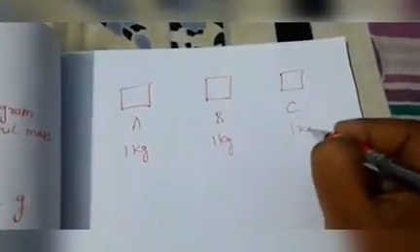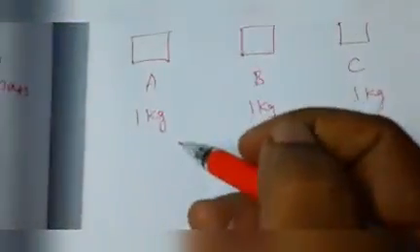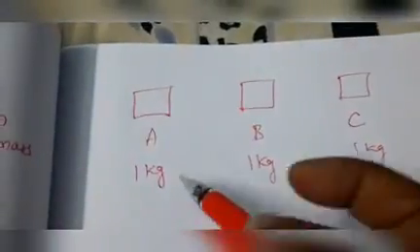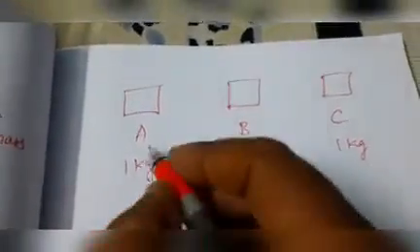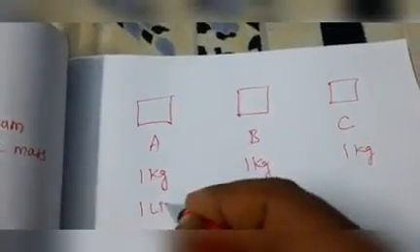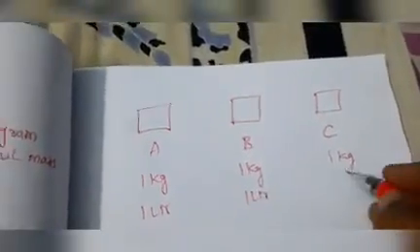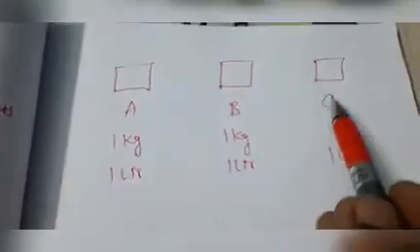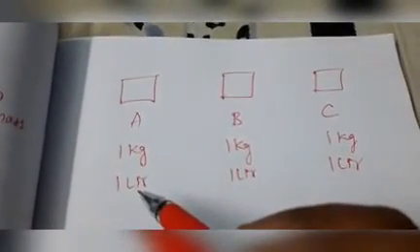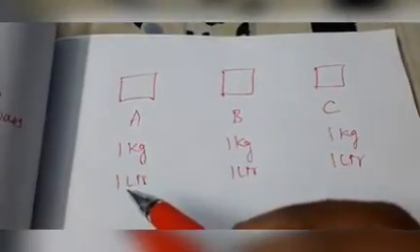Here we are taking 1 liter. So equal volume of all gases is 1 liter. Usually volume is represented by liter only. So equal volume of all 3 different gases, 1 liter, 1 liter, 1 liter, under similar conditions of temperature and pressure.